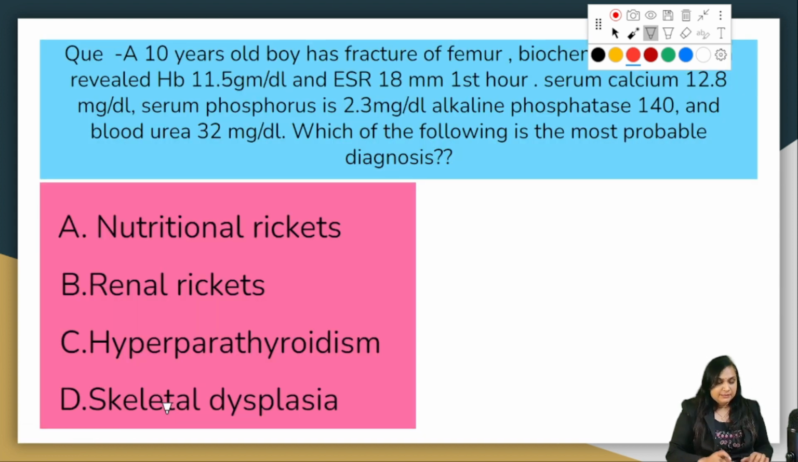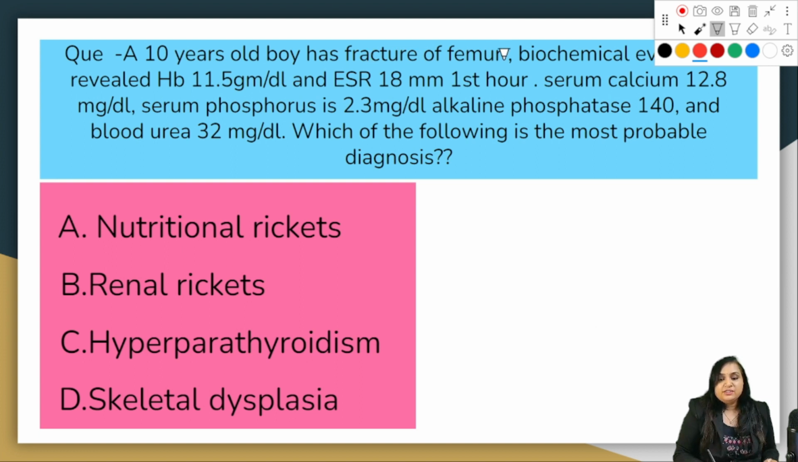So the next question is, a 10-year-old boy has a fractured femur. Biochemical evaluation revealed Hb of 11.5, ESR of 18, serum calcium 12.8, serum phosphorus 2.3, alkaline phosphatase 140, and blood urea 32. Which of the following is the most probable diagnosis? What are we having here? Here we have a higher level of serum calcium, which is not possible in a patient with nutritional rickets. So option A is out.